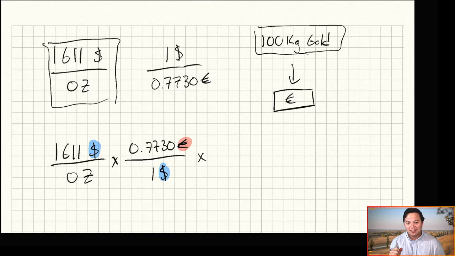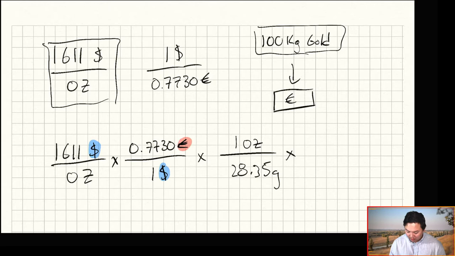Cool. All right. So after converting our dollars to euros, now we'll convert ounces to kilograms, and that's the one that we're given at the top of the page here. We're going to go from ounces to grams first. And again, since we want to replace ounces on the bottom, we're going to put ounces on the top so that they cancel. And then on the bottom, 28.35 grams. And then this one, by now, hopefully you have off the top of your head that 1,000 grams is 1 kilogram.